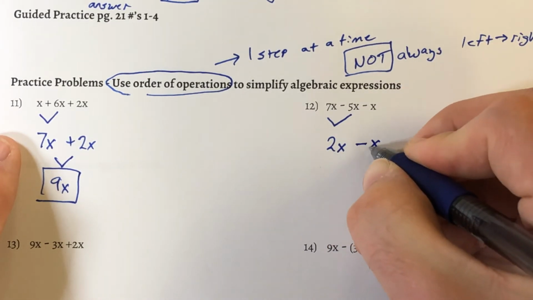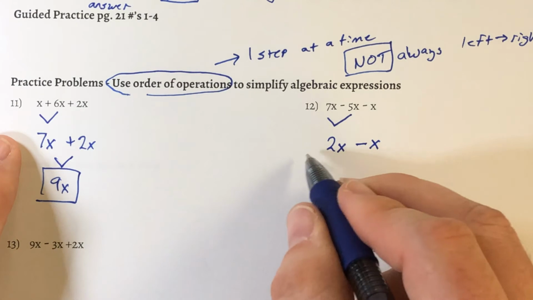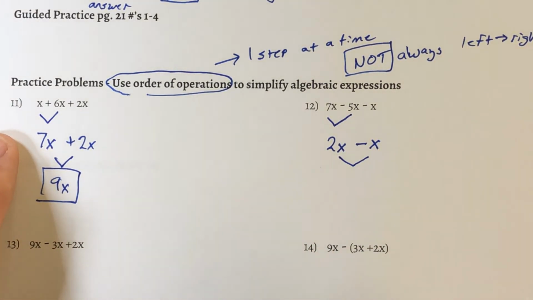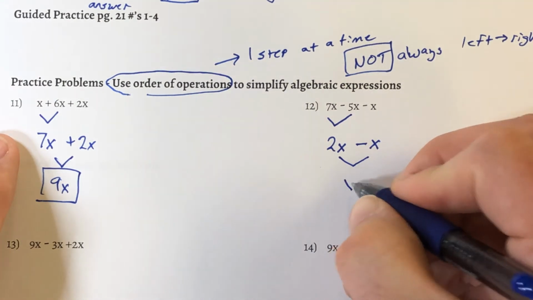Bring down your minus x. No parentheses, no exponents, no multiplication or division. There's addition or subtraction. I see subtraction. 2x, take away x, you get 1x.